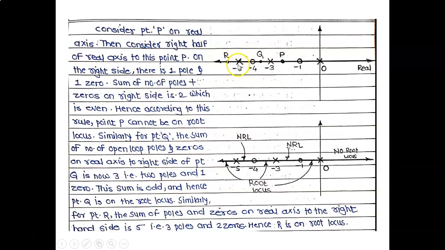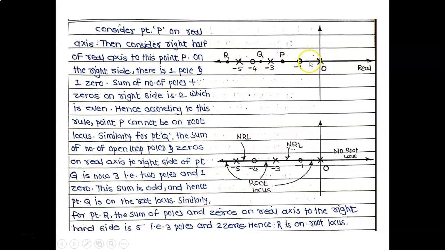Similarly minus 5, to the right side of minus 5, how many poles and zeros are there? Or what is the value of number of poles plus number of zeros? Number of poles are 2 and number of zeros are 2. Therefore addition is equal to 4, that is even number. Therefore you can say that between minus 5 and minus 4 no root locus region is there.